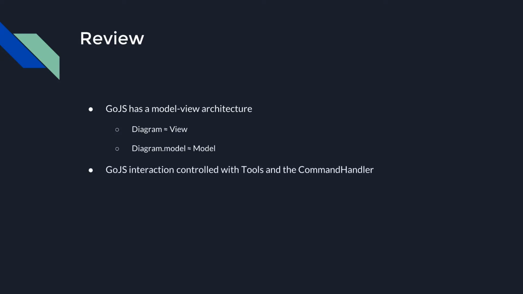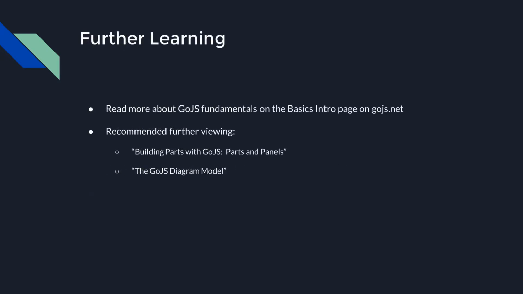So, in review, GoJS has a model-view architecture wherein the model stores simple JavaScript objects representing nodes and links, and the diagram acts as the view that visualizes these simple objects using actual instances of GoJS node and link classes. GoJS interaction is controlled by various tool classes and the command handler, whose behaviors can be extended or overridden. And finally, layouts can be applied to diagrams or groups to arrange their constituent nodes in various ways. That's it for this video.